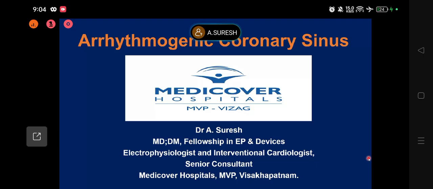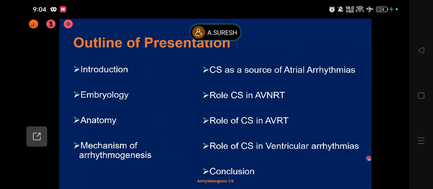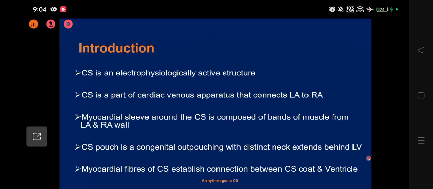So my topic today is arrhythmogenic coronary sinus. So this is the outline of my presentation. Introduction, embryology, anatomy, mechanism, CS as a source of atrial arrhythmia, role of CS in AVNRT, role of CS in AVRT, role of CS in ventricular arrhythmias, and concluding slide.